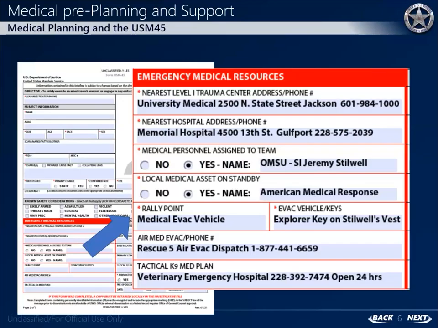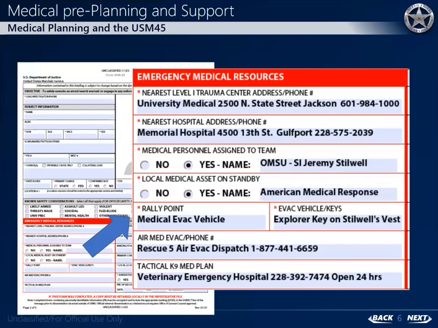In the first block, it's essential to list the nearest trauma center with their address and phone number. This may not be the closest medical facility, but this is the best medical facility available. The phone number listed should be a direct line into the emergency room, often a dedicated phone carried by the nurse in charge of emergency room operations. This number can be obtained by calling the facility before the operation, explaining that you work for the U.S. Marshals, and asking for the direct number to the charge nurse's station.